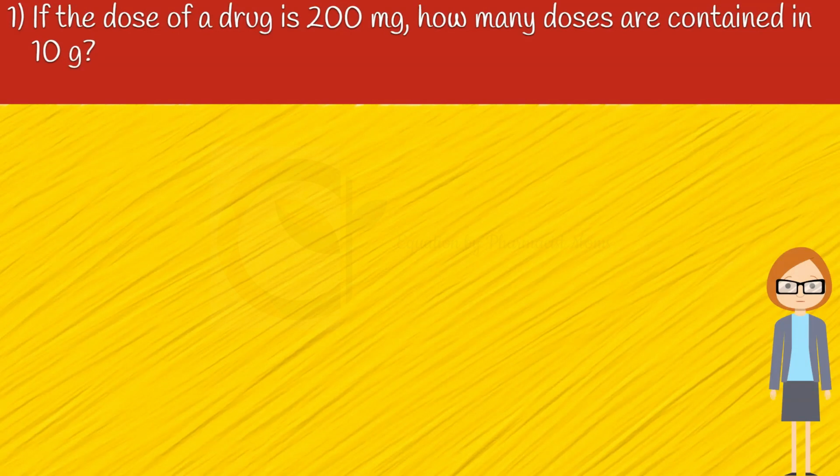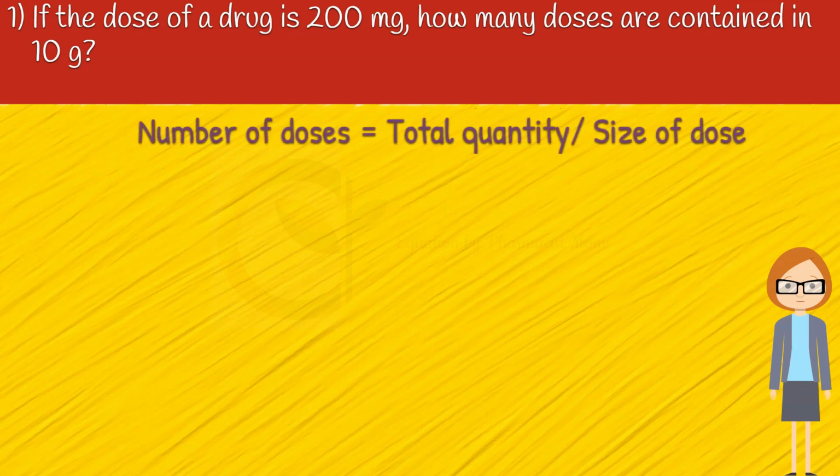Question 1. If the dose of a drug is 200 milligrams, how many doses are contained in 10 grams? To find out how many doses are contained in 10 grams of a drug, with a dose of 200 milligrams, you need to divide the total amount of the drug, that is, 10 grams, by the dose per unit, that is, 200 milligrams.